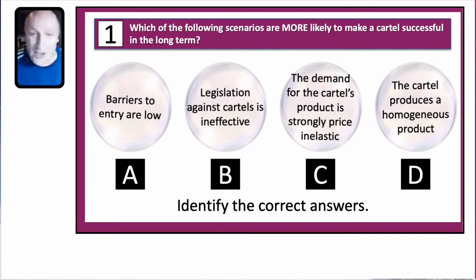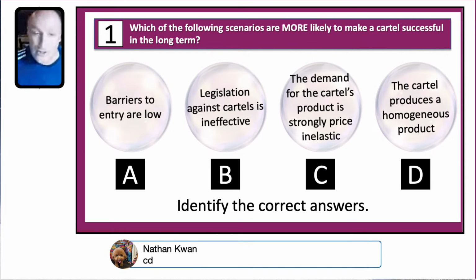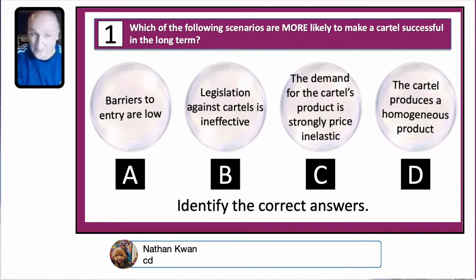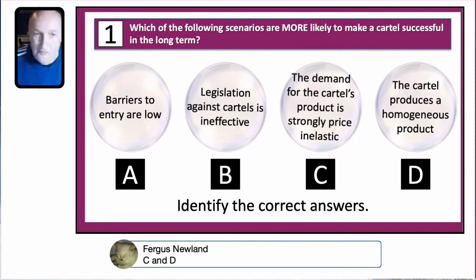Question number 1: which of the following scenarios are more likely to make a cartel successful? Which of the following scenarios are more likely to make a cartel successful in the long term? Now, which of these do you think are right? Take a moment to read them through. Nathan thinks C and D. A: Barriers to entry are low. B: Legislation against cartels is ineffective. C: Demand for cartel's products is price inelastic. D: The cartel produces a homogeneous product. Which of these are more likely to make a cartel more effective in the long run?